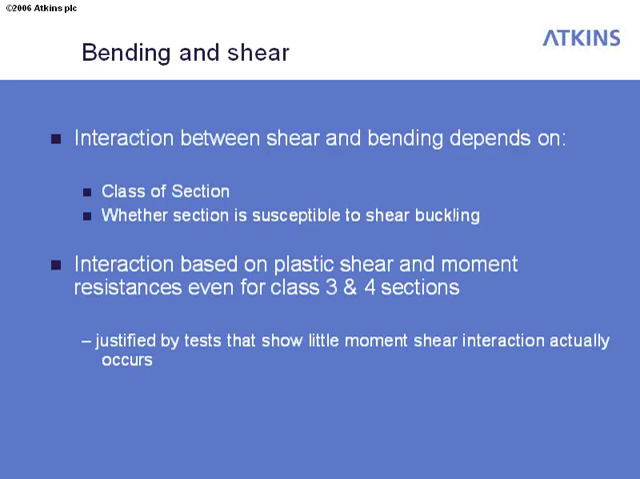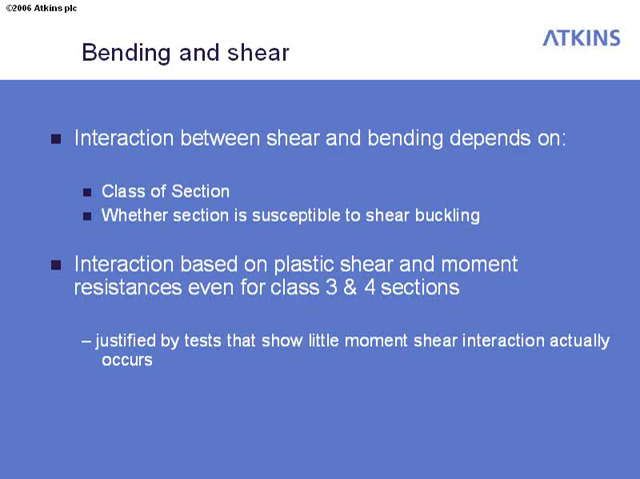Basically, the shear forces acting on a steel section can reduce the bending resistance of the section if the shear force is large enough, and therefore it's necessary to consider the interaction between these two actions. The interaction will depend on two different things. First of all, the class of the section, and second of all, whether the section is susceptible or not to shear buckling.